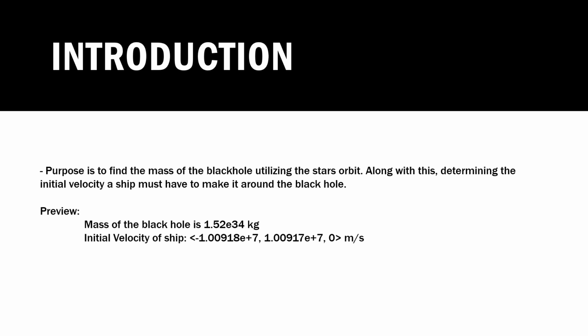The main purpose of this lab is to find the mass of a black hole utilizing the star's orbit around it. In the second part of this lab, we will be determining the initial velocity a ship must have to make it off the planet and go around the black hole without crashing. A brief preview of these results shows that the mass of the black hole is about 1.52 times 10 to the 34th kilograms, and the initial velocity of the ship is around -1 times 10 to the 7th and 1 times 10 to the 7th meters per second.